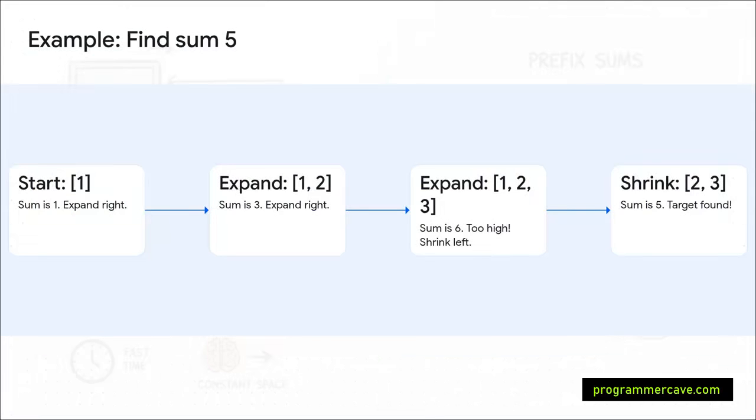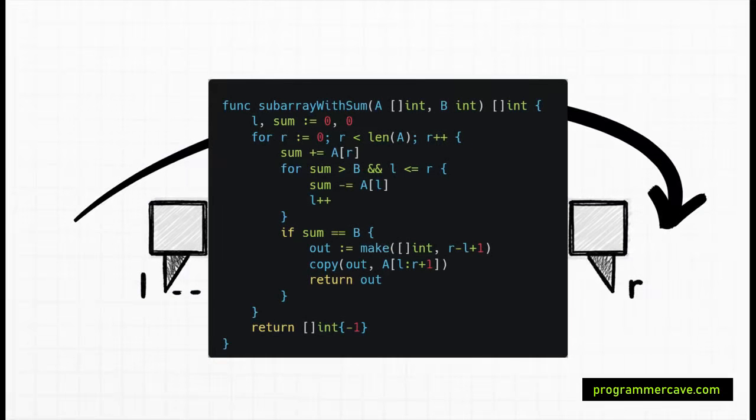Let's see this in action. Say our target sum is 5. We start our window on the first number, 1. Our sum is 1. Too small, right? So we expand right to include the 2. Now our sum is 3. Still too small. Let's expand again to include 3. Our sum is now 6. Whoops, we overshot it. So what do we do? We shrink from the left. We kick out the 1. Our new window is 2, 3. And the sum is 5. Bingo, we found it.